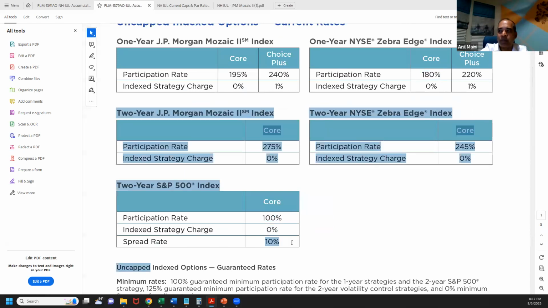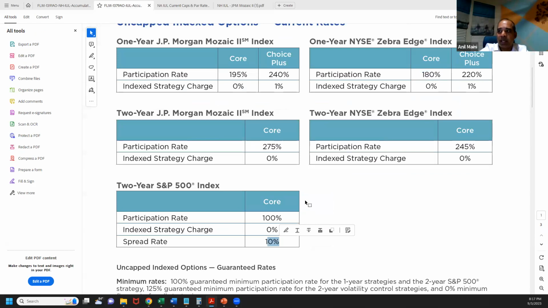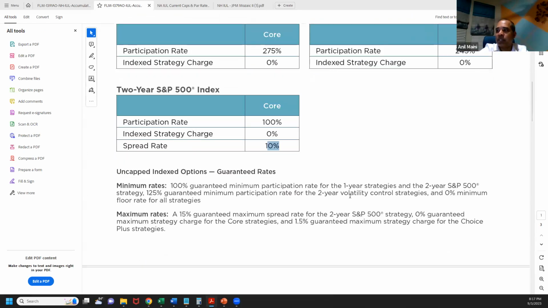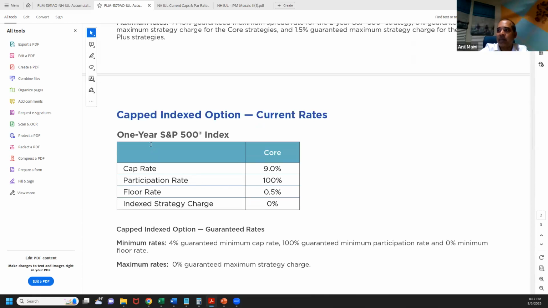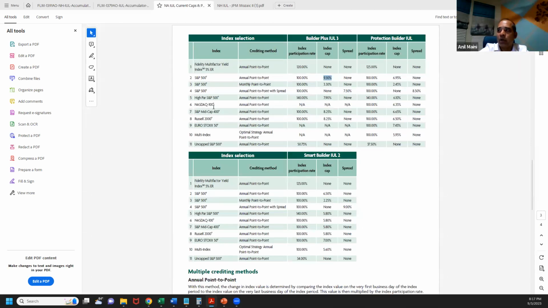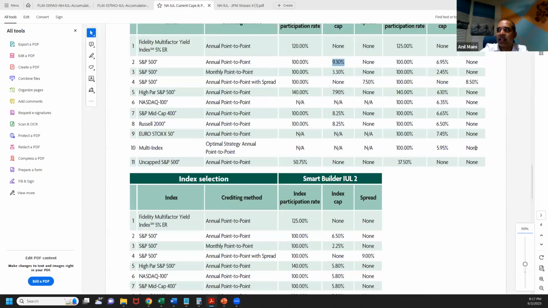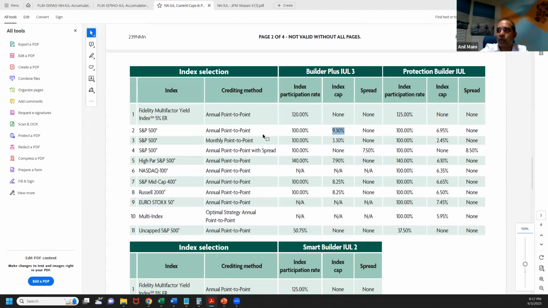if we do a 10% spread. And it has 9% here if we do 1 year point to point, then the cap rate is 9%. Now compare that with North American. North American has a cap rate of 9.3% for the S&P. But the maximum participation rate North American has for any index is Fidelity Multi-Factor. This is also a balanced index, and their participation rate is 120%.